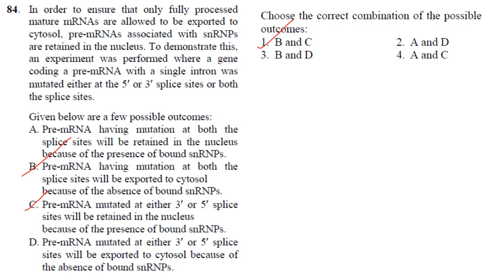That is correct. Pre-mRNAs mutated at either 5' or 3' splice site will be retained in the nucleus. That is correct. Because it is either 3' or 5' splice site. Because of the presence of bound snRNPs, snRNP has got one site free for it to bind, whether the other site is mutated. If the other site is mutated. So C is correct. So the answer here is option 1, that is B and C.